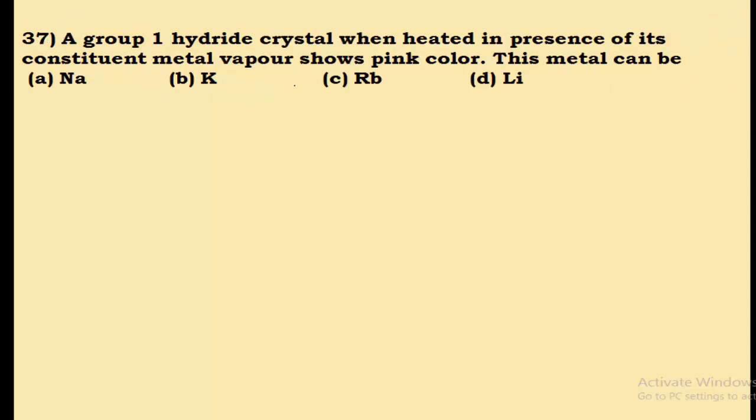Ionic solids. 37th, a group 1 hydride crystal when heated in presence of its constituent metal vapor shows pink color. This metal can be, so the group 1, it may be sodium, potassium, rubidium, lithium. All these are first group elements, but they have mentioned pink color. Pink color is shown by lithium. It is the first group element which when heated in presence of its constituent metal vapor shows pink color. The remaining: sodium, yellow; potassium, it shows violet or lilac color.